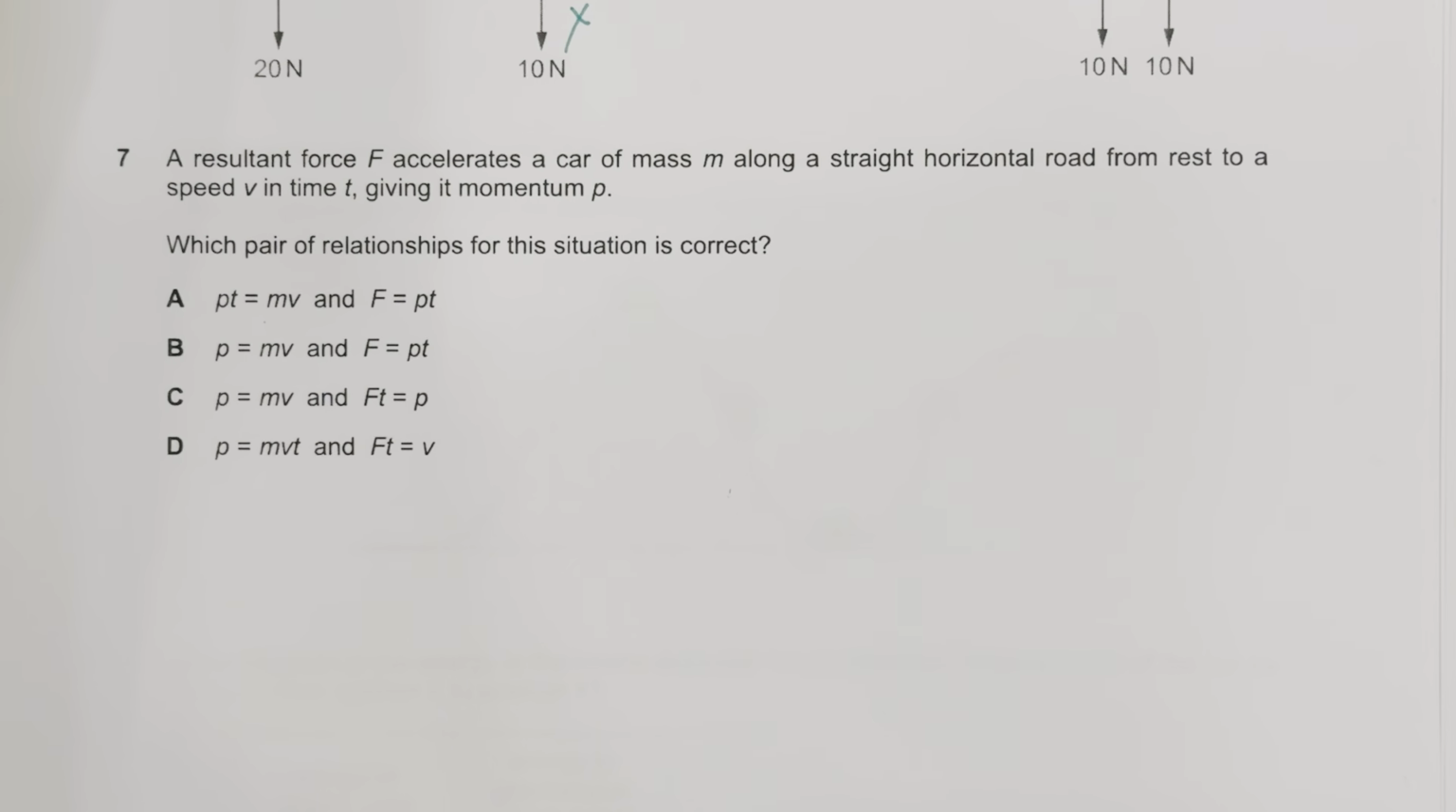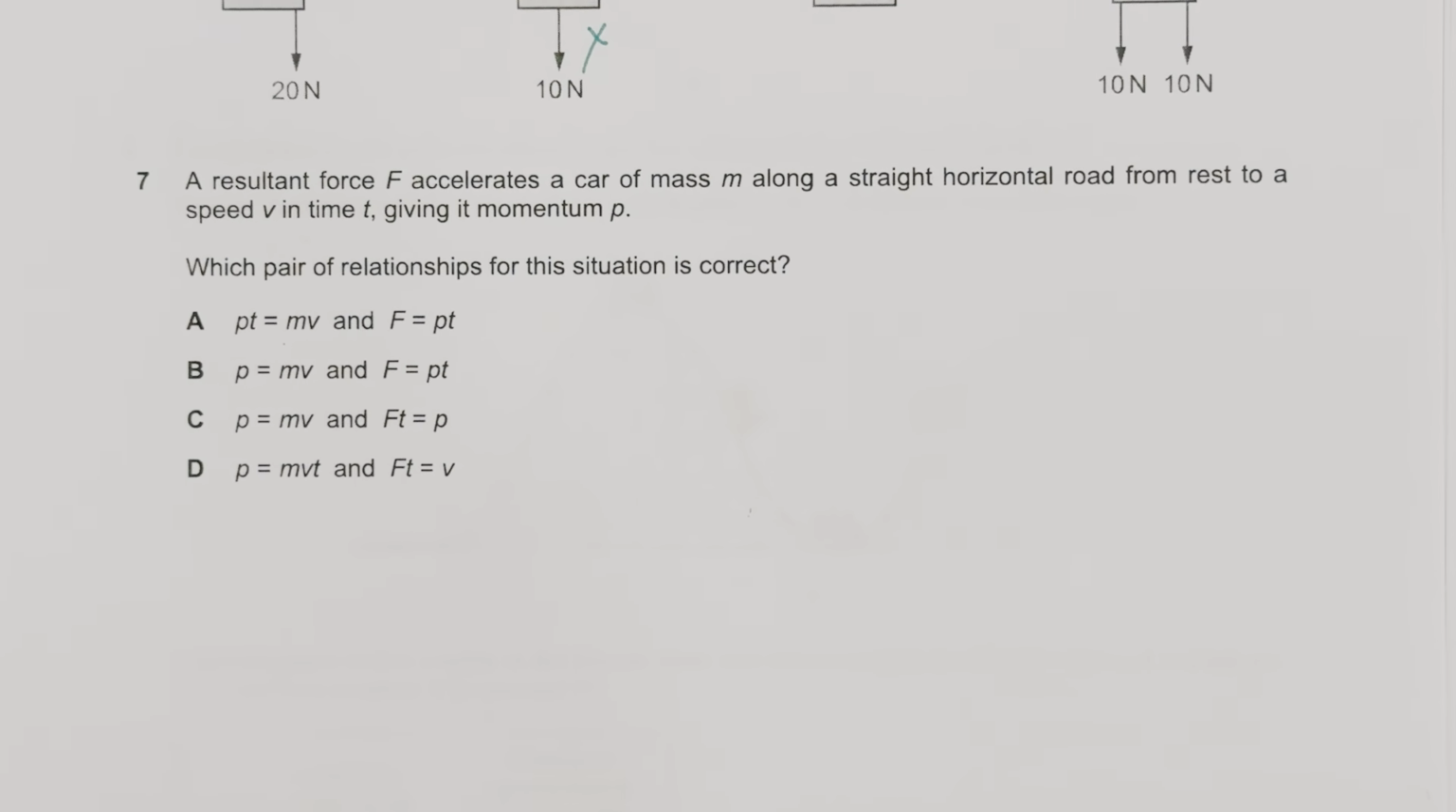Moving to question number 7. Question number 7 also belongs to the resultant force. Question number 7 is that a resultant force accelerates a car of mass along a straight horizontal road from rest to a speed v in time t, giving it momentum p. Which pair of relationships in this situation is correct?